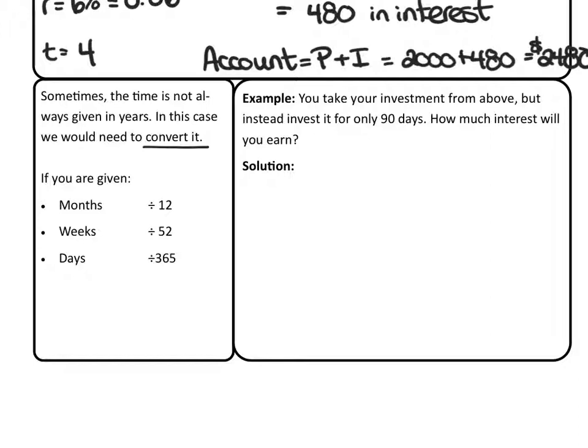Let's see how it works in a different example. So we're going to take our investment from above, which was $2,000.